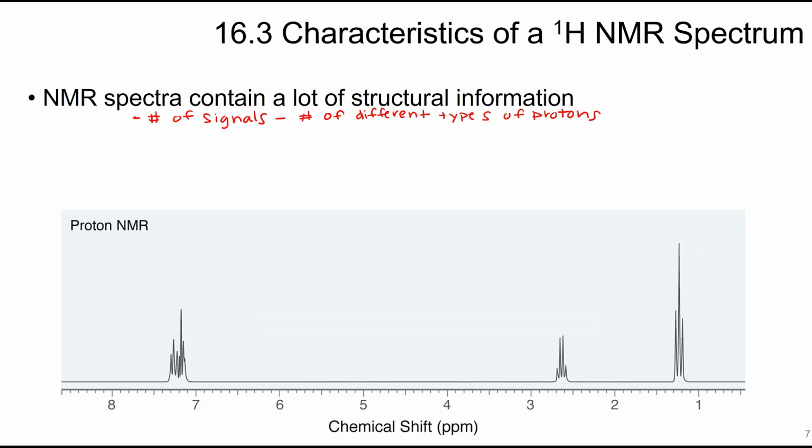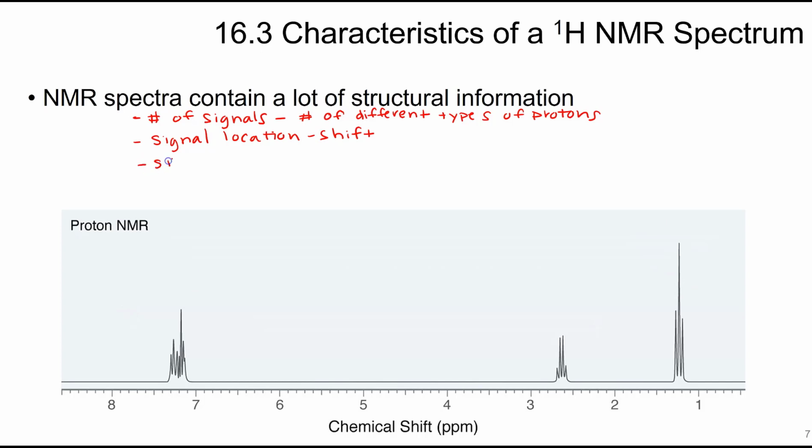So again, the number of signals tells you the number of different types of protons. So if you had 2 different types of protons, you would get 2 signals. This particular spectra looks like there are 3 different types of protons. You get a signal location, or the shift. So the chemical shift here is in parts per million. A proton that shows up in this range is feeling a different environment than something that shows up in this range. Down here, there's not as much electron density around the proton, but up here there is. So that tells us something as well.